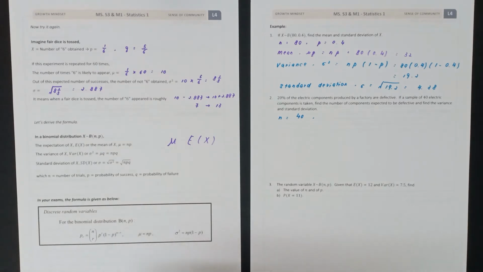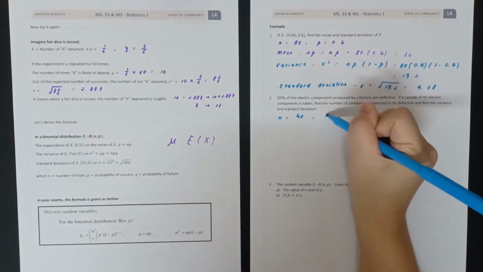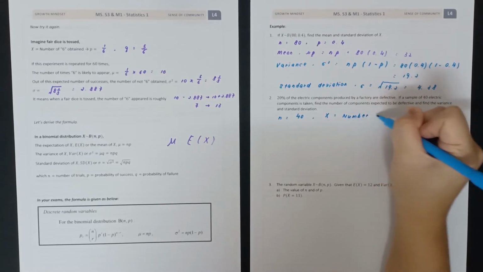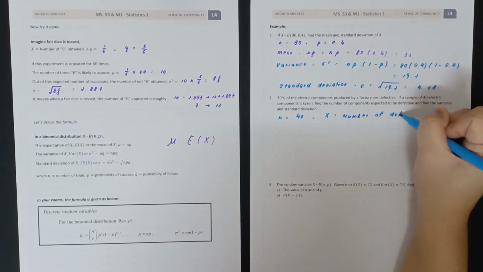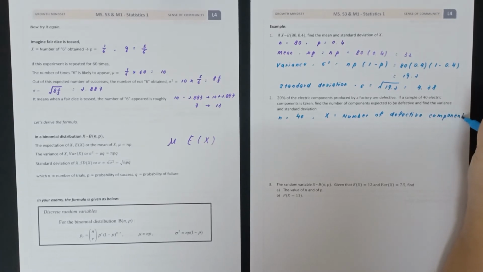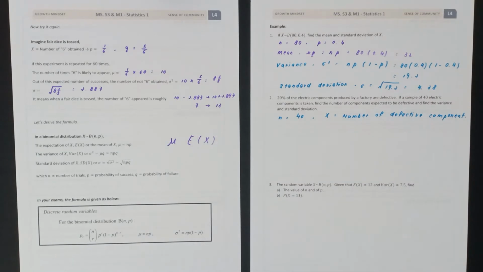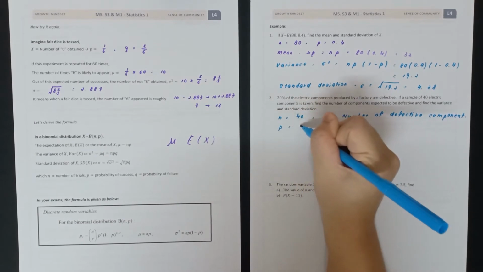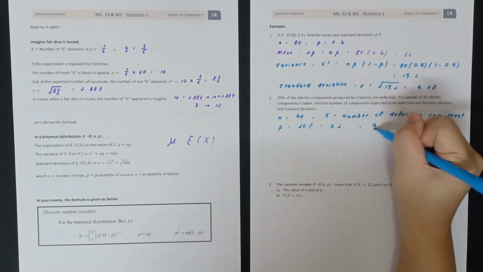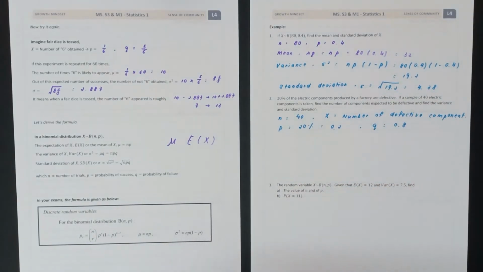It's good to denote first what your random variable is. Here, x is the number of defective components. Since x is the number of defective components, it also means that my probability of success is the probability for the component to be defective. So p equals 20%, which is 0.2. Since then, q is 0.8. Now you have everything already, so you can start.